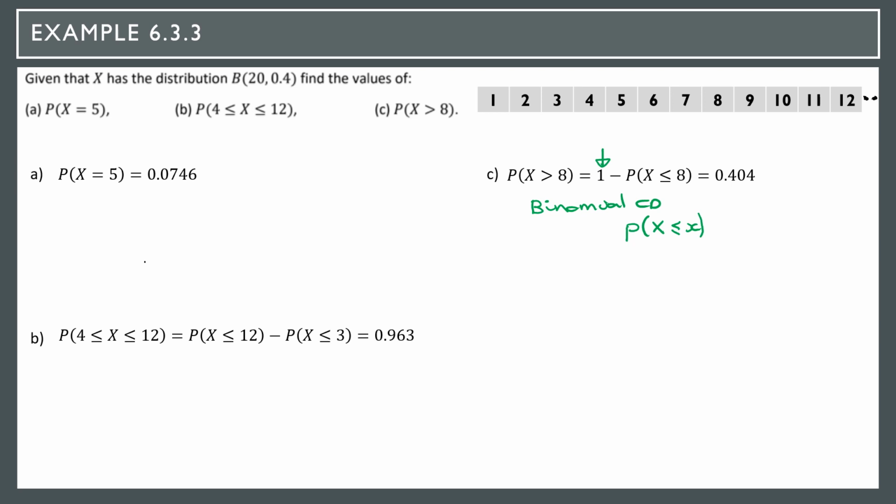And because we want every value greater than 8, so in this case we want 9 and above, this does continue past 12, so apologies, I just couldn't fit it on the screen. We can take away from 1 the probability that x is less than or equal to 8, and we're doing less than or equal to 8 because we don't have a strict inequality here, so we don't want to include 8 in our condition. So once you've done that, you should get a final answer of 0.404.